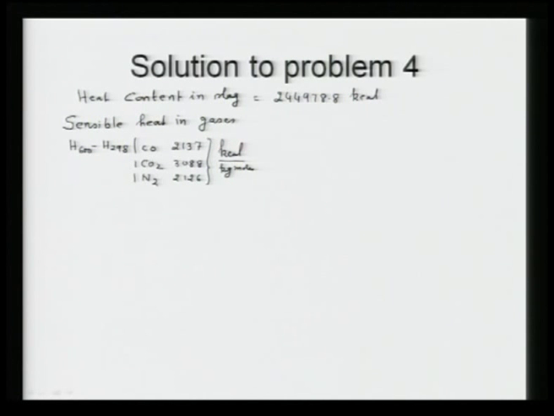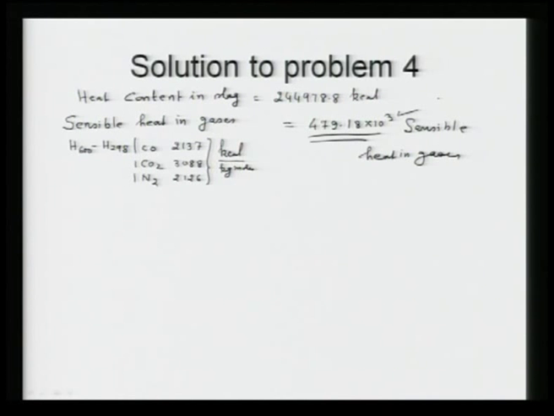So, all that now we have to subtract, and sensible heat in gases will be equal to 479.18 into 10 to the power 3, that is the sensible heat in gases. All that you have to multiply 2137 by the moles of CO and so on, that you will get. This is the heat which is taken away by the gases.